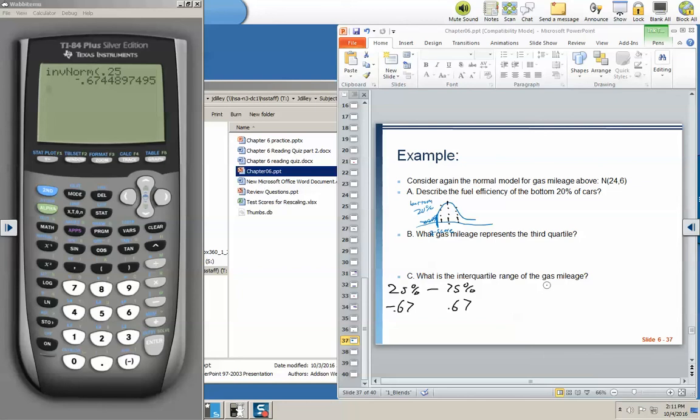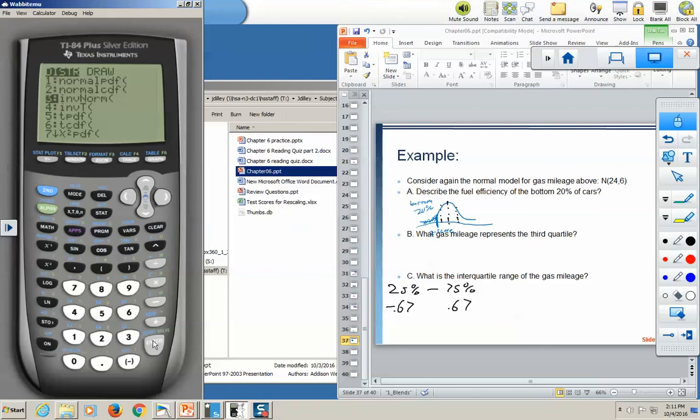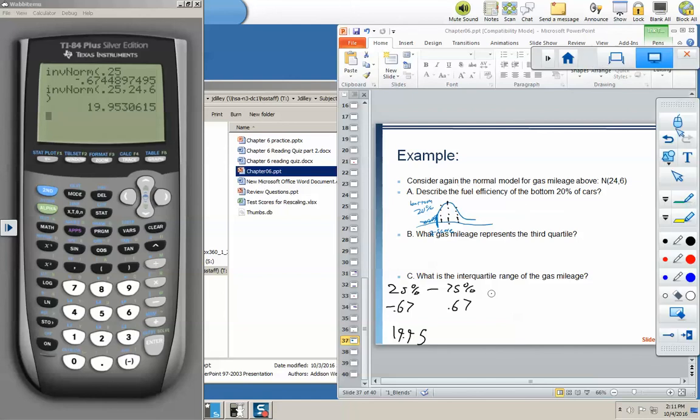Let me show you another easier tip. If we want to do this whole solving thing on your calculator, you can do that also. Again, I want to make sure that you know how to do both, but let's show you how this works. If you go to inverse norm, plug in 0.25, and then plug in the mean of 24 and the standard deviation of 6, this will actually do that calculation for you and make this 19.95. So we can do the same thing with 0.75.